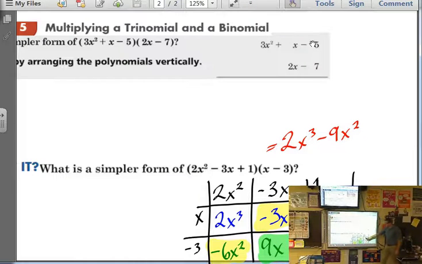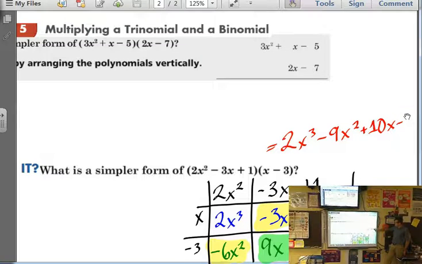Then 9x and x, we get 10x, and then a minus 3 to finish us out. Any questions?